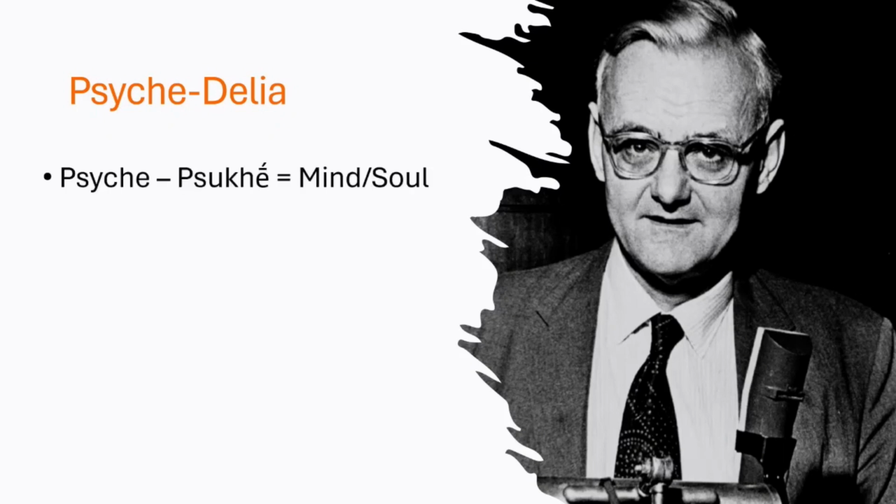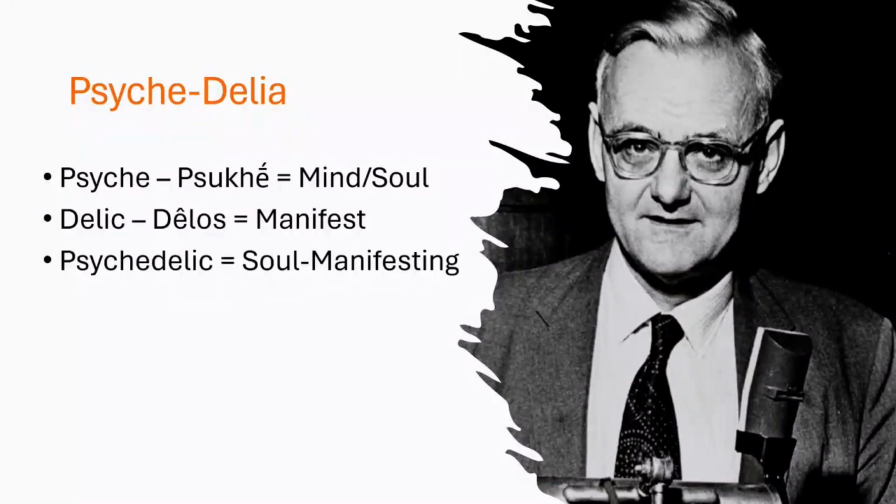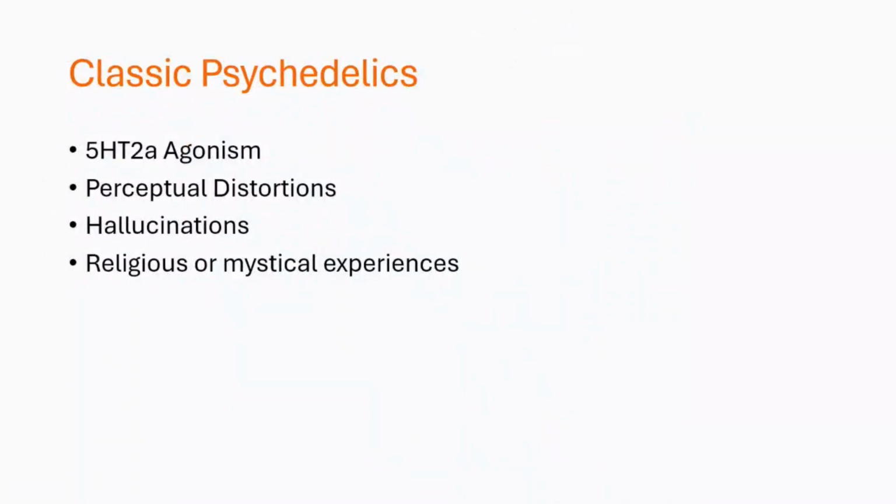Psychedelic comes from two words in ancient Greek: psyche, from the ancient Greek psyche, for mind and soul, and delos, for manifesting, and thus psychedelics as soul-manifesting experiences. So, what are classic psychedelics?